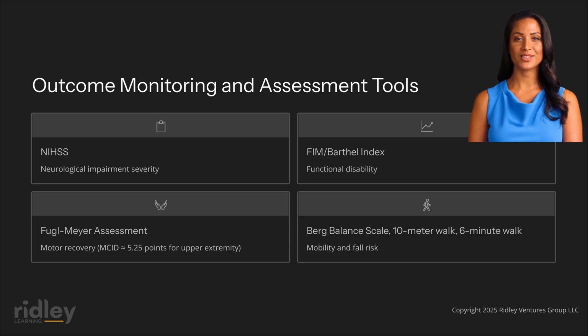Gait and mobility assessments, including the 10-meter walk test, 6-minute walk test, and timed up and go, offer reliable measures of locomotor recovery that predict community ambulation capacity and fall risk. Balance assessments such as the Berg Balance Scale provide important prognostic information regarding fall risk and the need for ongoing supervision or assistive device use.